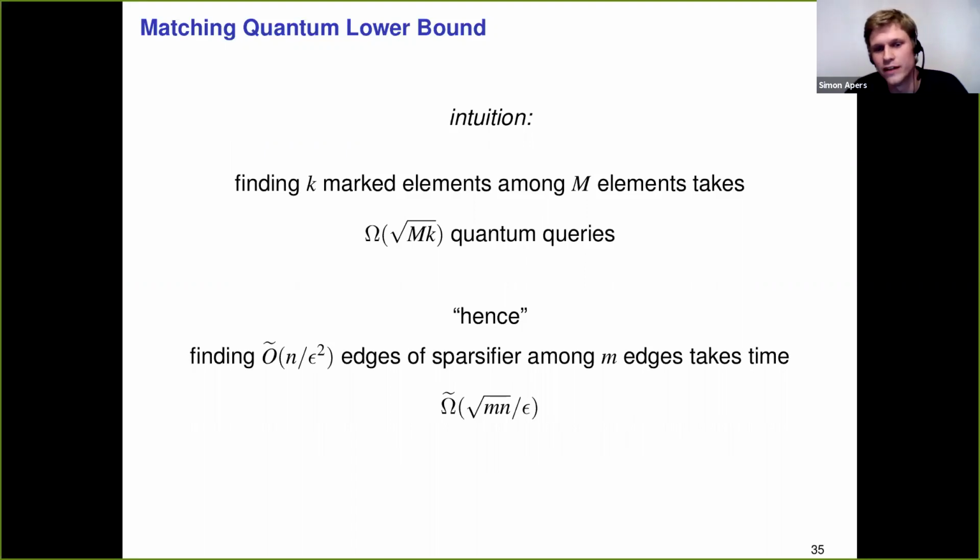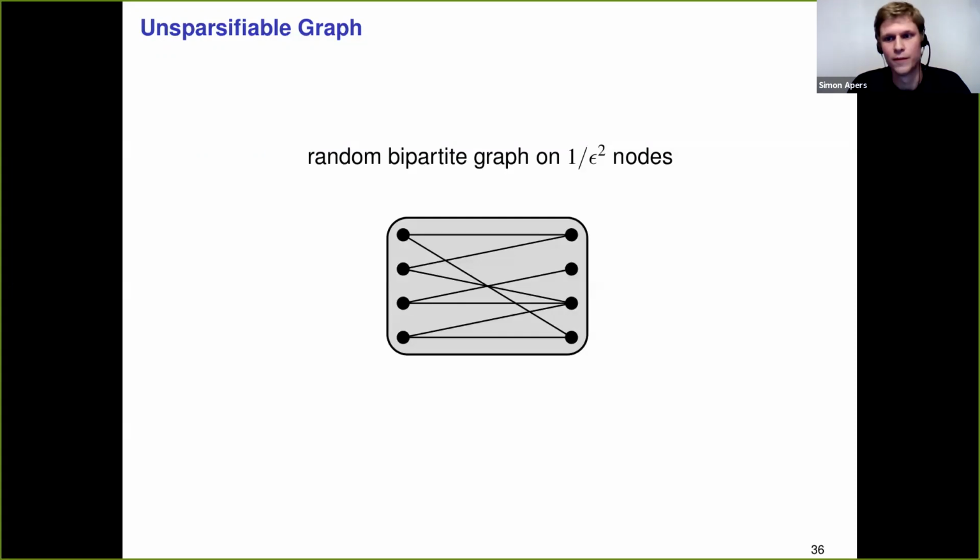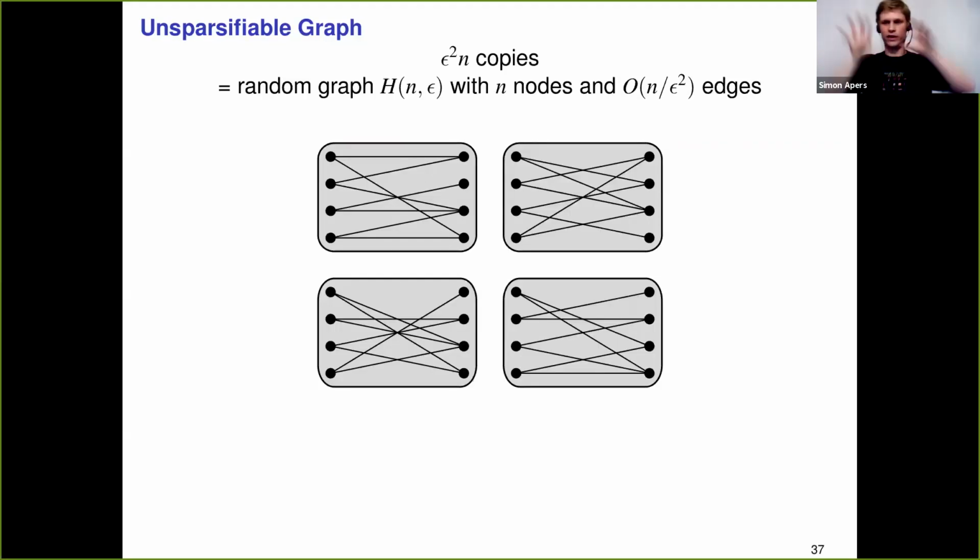So the idea here below the hence is that we want to construct a graph which is a sparsifier and hide it in a much larger graph. But of course, what is a sparsifier? Which graph is a sparsifier? To consolidate what we mean by that, we construct what is called an unsparsifiable graph. We start from a small random bipartite graph on just 1 over epsilon squared nodes, where every node on the left side is connected to a random half of the nodes on the right side. Now we take epsilon squared n copies of that, independent copies. So we get a larger random graph, which has n nodes and n over epsilon squared edges.